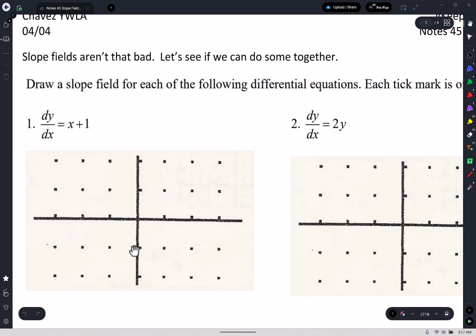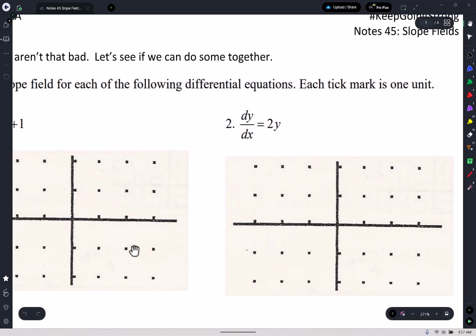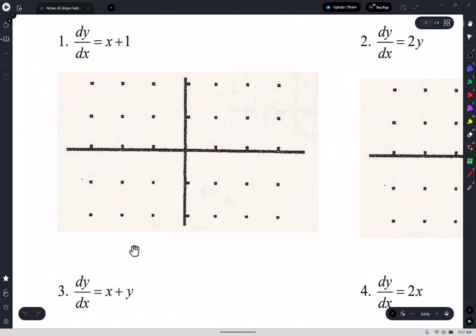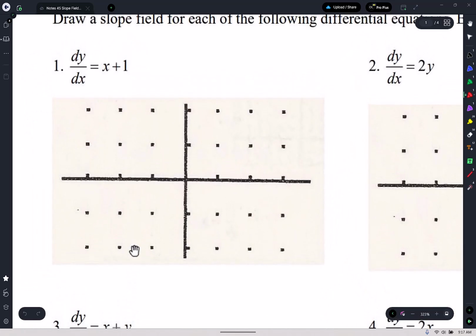It says draw a slope field for each of the following differential equations. Each tick mark is 1 unit. So the tick marks are called lattice points. So it says here that my slopes behave like x plus 1. So the y does not influence them. So that means on the y-axis, the x value is always 0. What is 0 plus 1? 1. So draw a little slope of 1. 1, 1, 1, 1, 1.